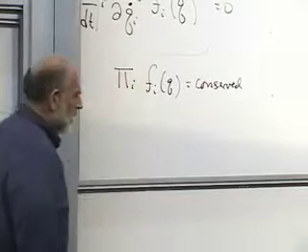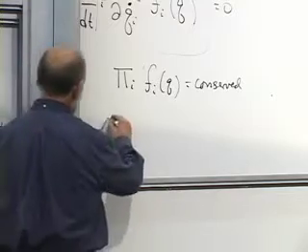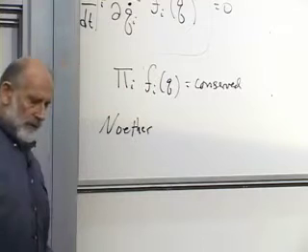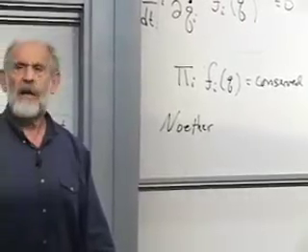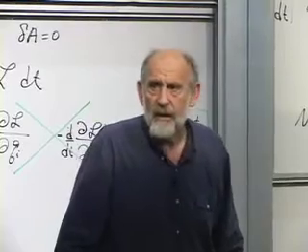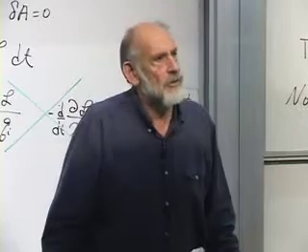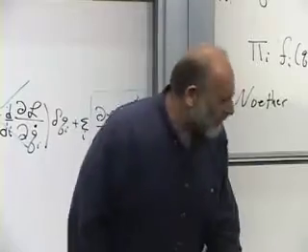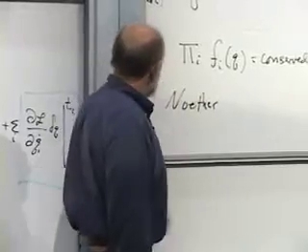In fact, it has a name. Pi sub I times f sub I is called the Noether charge. Noether, N-O-E-T-H-E-R. Emmy Noether was late 19th century, early 20th century. I'm not sure when she discovered this theorem. But in any case, this is Noether's theorem: that there's a conserved charge.